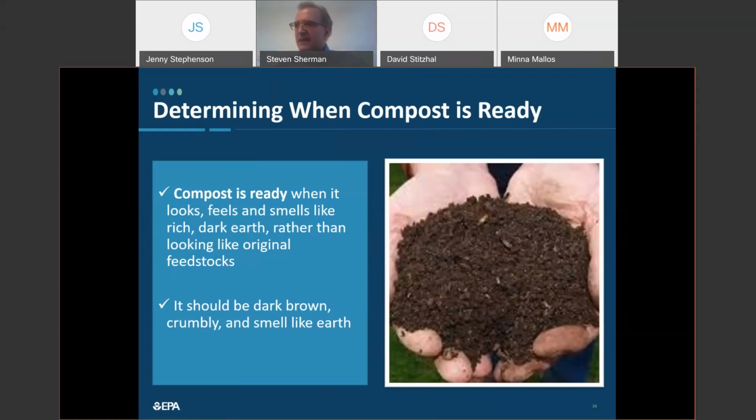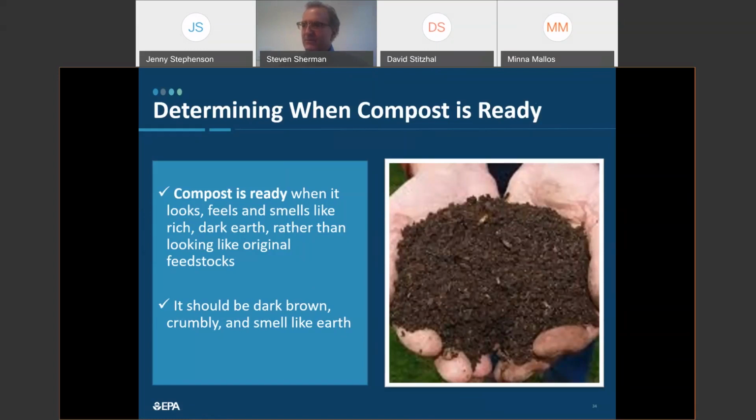Okay, so when is composting ready? When it looks and feels like compost. Oh, great. When it looks and feels and smells like rich, dark earth, rather than what it started as. So the composted material is not easily recognizable. We don't really know what was in it to begin with. And it smells pretty darn good. And it's been composting, cooking along for at least 2 months. There are scientific tests to determine compost maturity, but they're really not needed or recommended for most uses in the local community.